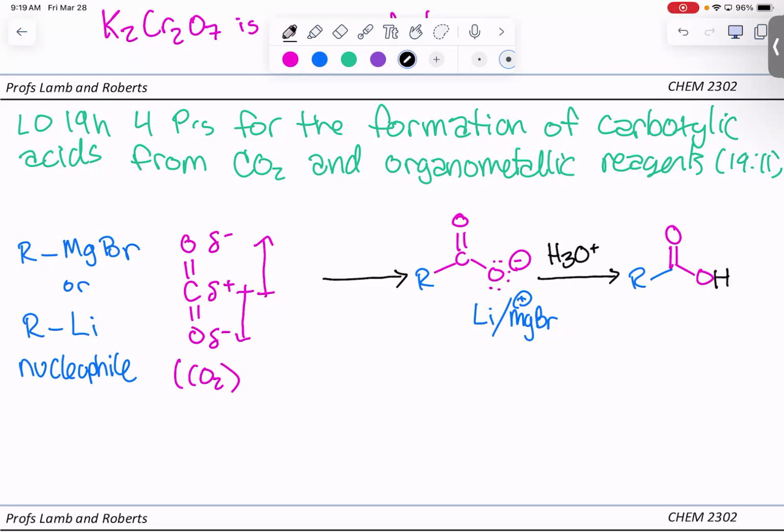Right, so this is really similar to what we see in the aldehyde or ketone reactions, right? We have a really strong nucleophile. We know it's a strong nucleophile because our carbon, element number 6, is far more electronegative than magnesium or lithium, which are all the way over in groups 1 and 2 on the periodic table. So that's why we know the delta minus is on our carbon. All right, let's take a look at the mechanism for this reaction.